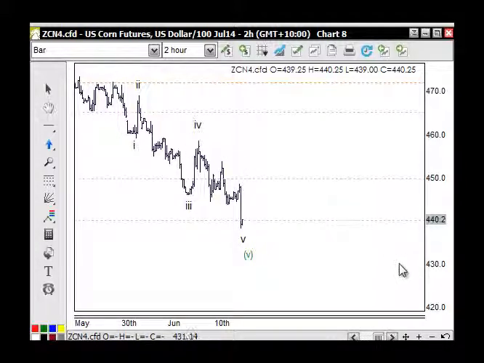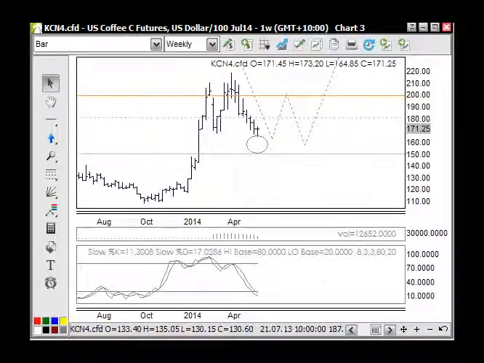The coffee market, just the weekly chart, and just showing the slow stochastics here as well. And this is roughly the same for corn and wheat. And yeah, so it's moving into this sort of oversold area here. It's currently the 50% retracement level of this whole move that it's made up through here. And the 61.8 is down at the 150 here.